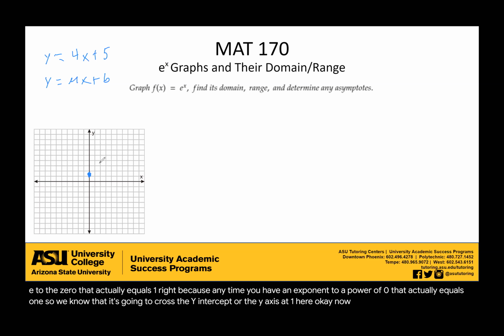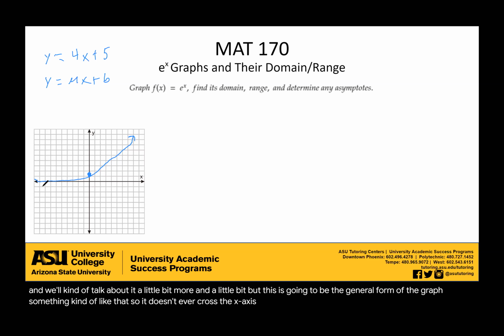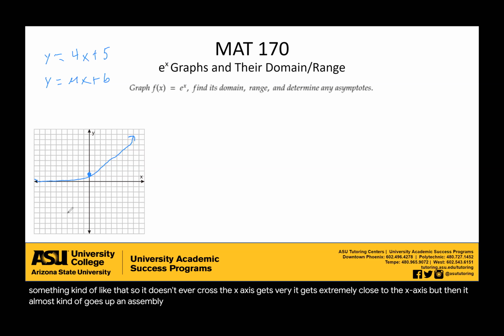Now, the way the graph works, and we'll talk about it a little more in a bit, this is going to be the general form of the graph, something kind of like that. It doesn't ever cross the x-axis. It gets extremely close to the x-axis, but then goes up in a shape similar to a parabola, almost. It starts to concave up, as you would say. So that's the general graph of e to the x.